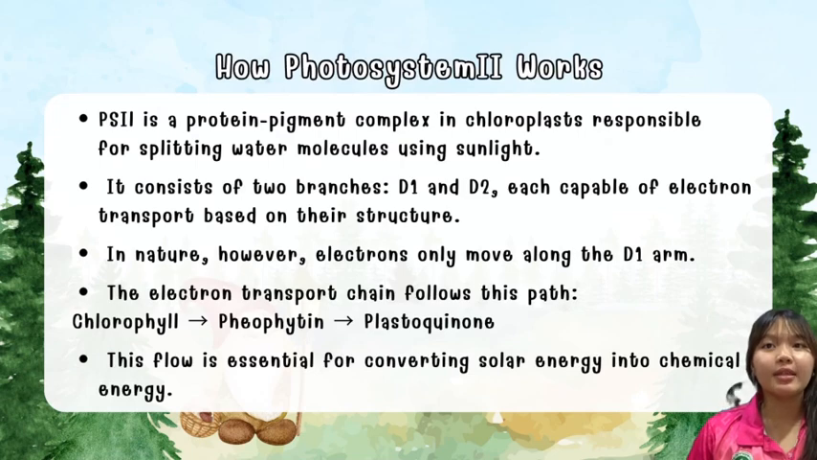To better understand the purpose of this study, let me first explain photosystem 2. PS2 is a protein-pigment complex in the chloroplast that splits water molecules using sunlight. It contains two branches, D1 and D2, both of which could internally transport electrons. Interestingly, in nature, electron transfer occurs only through the D1 arm. The pathway follows chlorophyll to pheophytin to plastoquinone, and this process is fundamental for transforming solar energy into chemical energy.